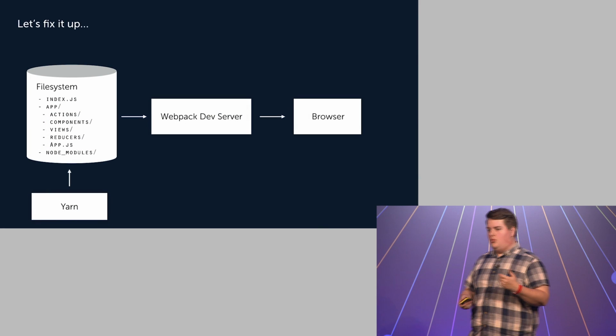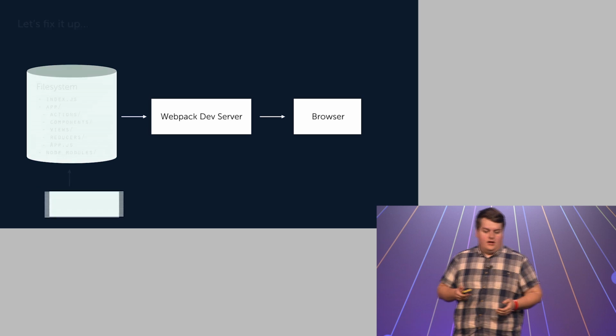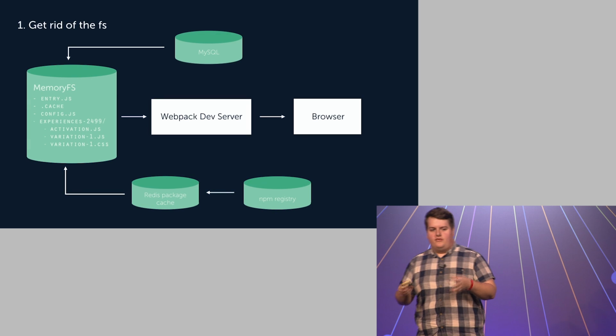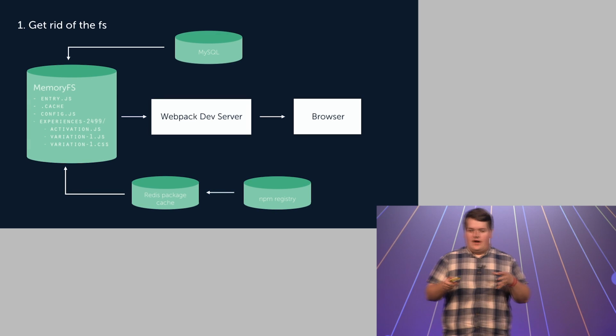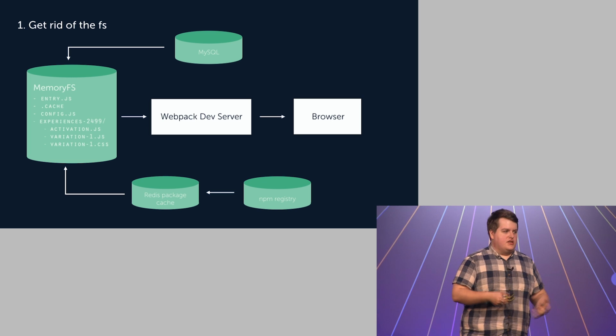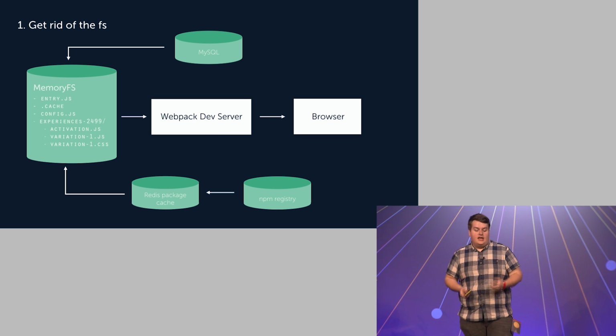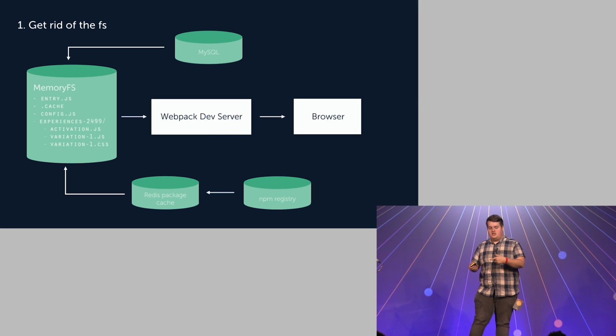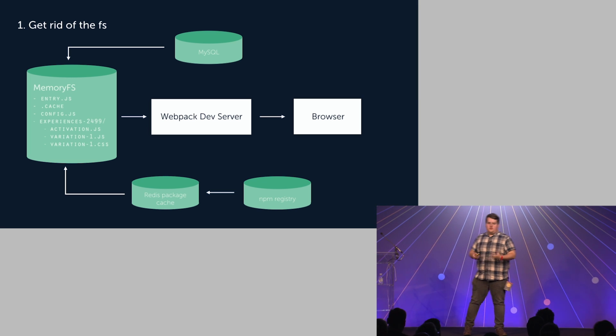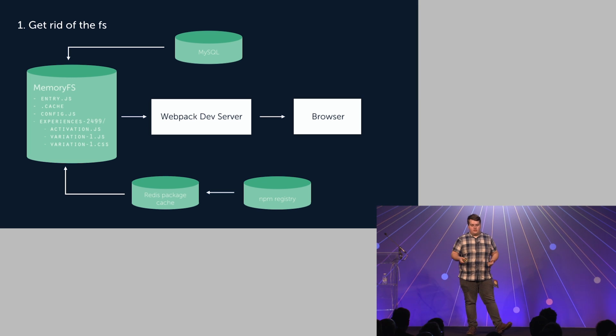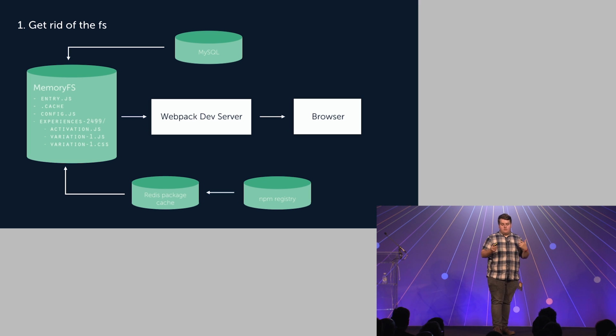So we're going to start with the file system. We replaced the input file system of Webpack with something called MemoryFS. And most people in this room have probably used MemoryFS without even knowing they're using it. It's actually used as the output file system by Webpack Dev Server, which means it doesn't need to write to disk in between rebuilds. Now, we chose to put it as the input file system so that we can get those same speed benefits without writing to disk.